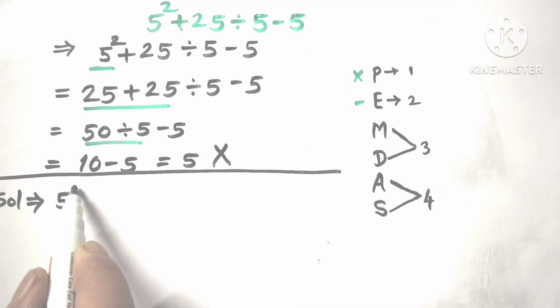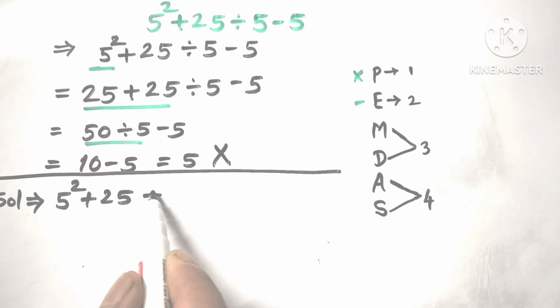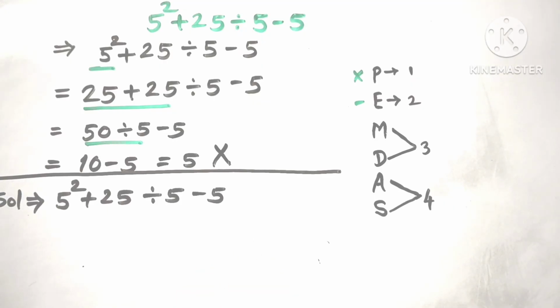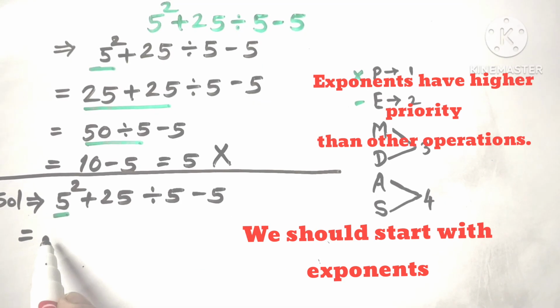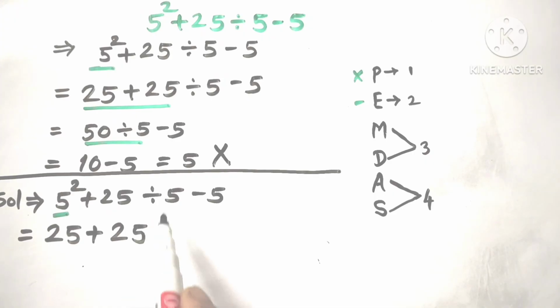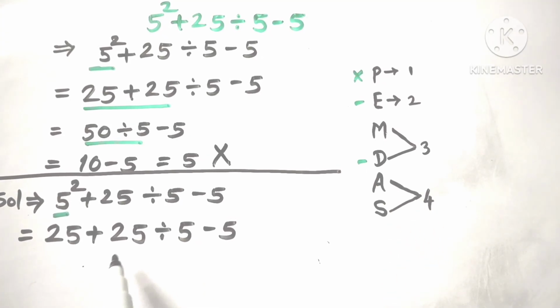5 square plus 25 divided by 5 minus 5. We should start with the exponent. Exponent has a higher priority than the other operations. Is equal to 25 plus 25 divided by 5 minus 5. We do the division between 25 and 5.